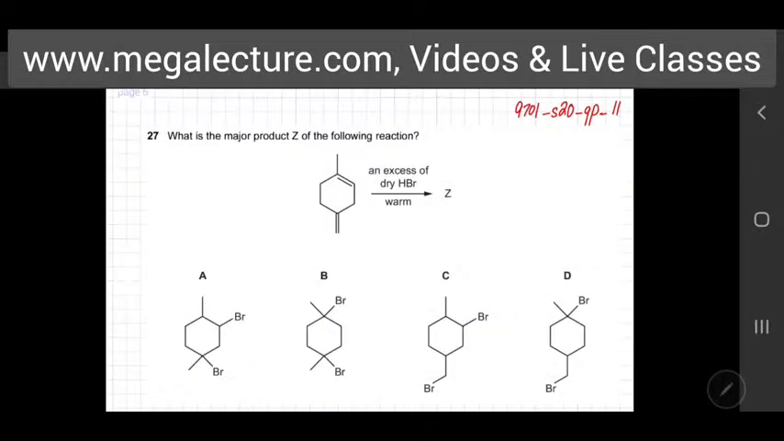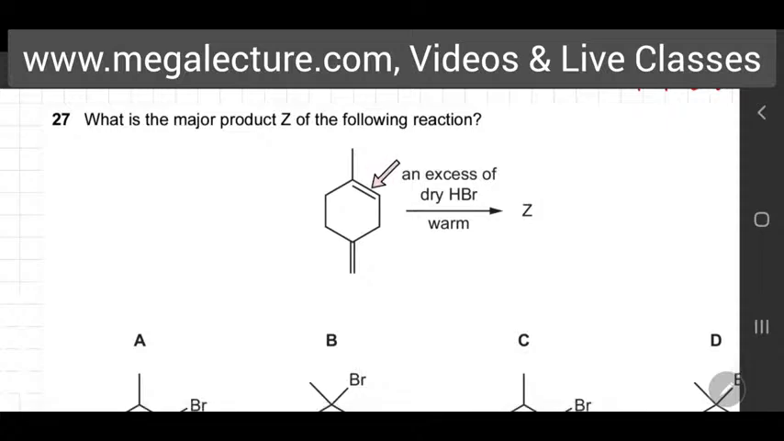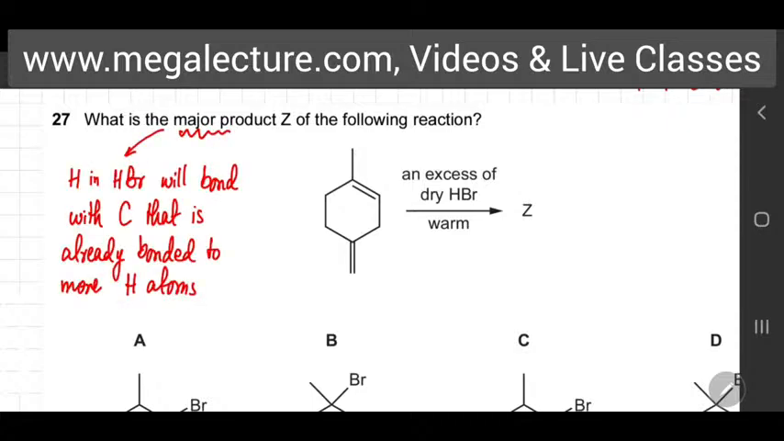The following question reads, what is the major product Z of the following reaction? So you've got an alkene, a cyclic alkene. There's a double bond over here as well, and an HBr molecule is getting added. So I'm going to first discuss how you figure out the major product. And the rule, Markovnikov's rule, is that the H in HBr will bond with the carbon that is already bonded to more H atoms. Or simply, the H goes with the carbon that's bonded to fewer alkyl chains.